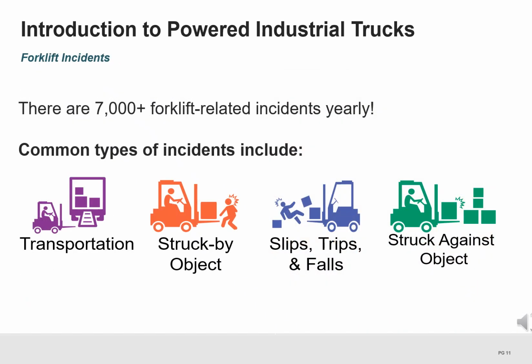Forklift incidents occur every year, and many of them result in serious injuries. The most common types include transportation-related incidents, struck-by hazards, slips, trips and falls, and collisions with objects. These incidents often happen quickly and are usually the result of poor visibility, lack of awareness, or failure to follow safe operating procedures. Understanding these risks is the first step in preventing them.